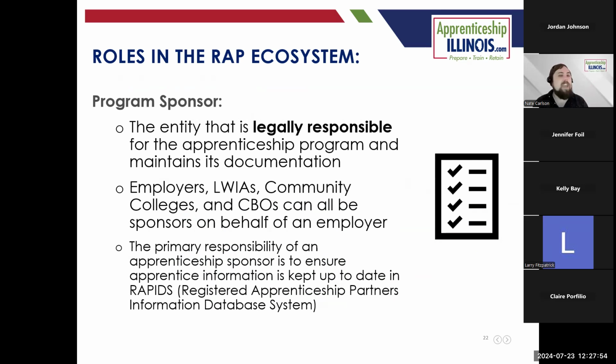Because again, it's not about who's paying for it. It's not even about who's employing the apprentices. The primary responsibility of an apprenticeship sponsor is to ensure that their information is kept up to date in the Registered Apprenticeship Partners Information Database System. And that means helping ensure that they're enrolled correctly and ensuring that when they complete their program, it's marked in the system so that DOL can send them that Journey Worker Certificate. So that is, generally speaking, what the responsibility of the program sponsor is. They're also required to complete that affirmative action plan process if the program has more than 5 apprentices, but anybody can be a program sponsor, and it doesn't really make a difference to DOL so long as somebody, again, is claiming legal responsibility for that program.